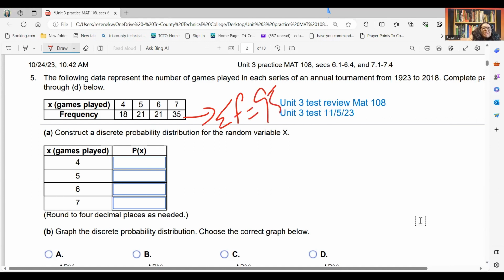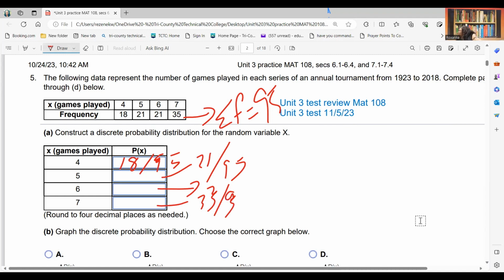Even if you're told to list each one of these, all you have to do is this: 18 divided by 95. If you're told to show, you can still show. You can show it in decimal, you can show it in fraction. And this one right here is 21 out of 95, and this one is 21 out of 95 again. And this one is 35 out of 95, because you're told to find the probability or relative frequency.